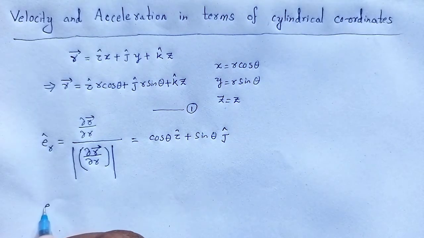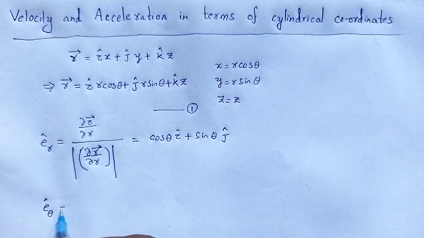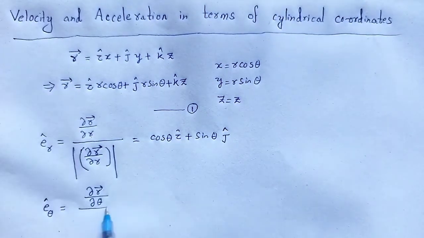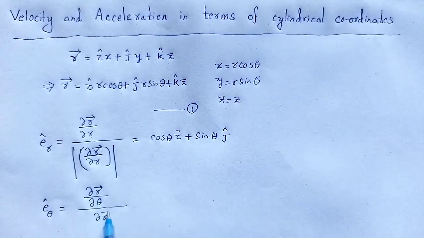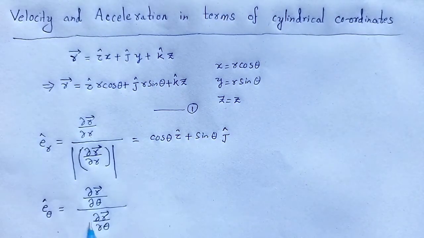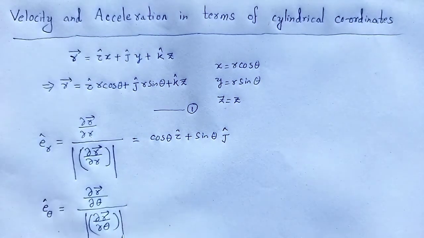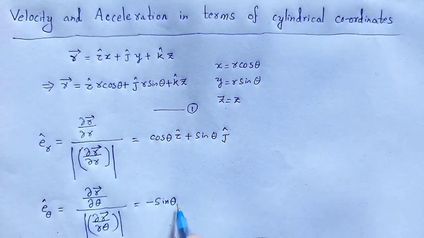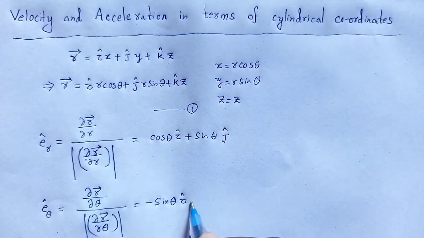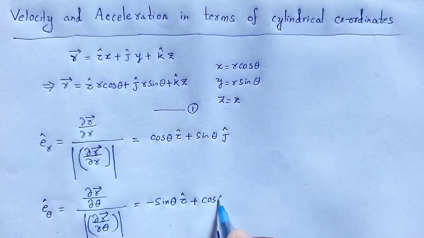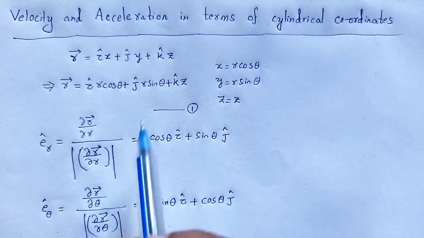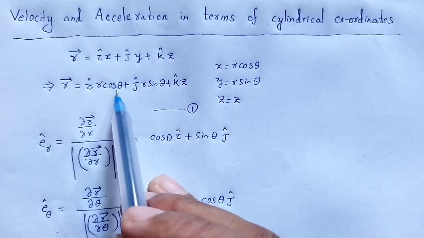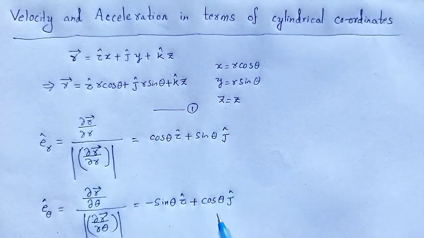Then another unit vector e theta cap, similarly, is del r by del theta divided by the magnitude of del r by del theta. It is minus sin theta i cap plus cos theta j cap. Differentiating with respect to theta, the derivative of cos theta is minus sin theta, and the derivative of sin theta is cos theta.